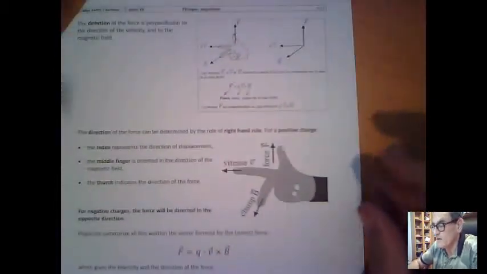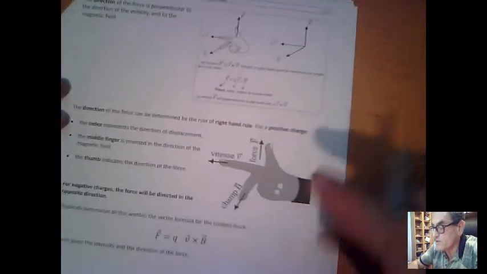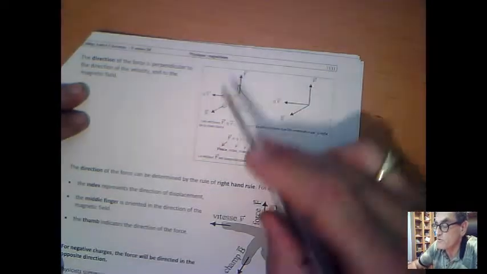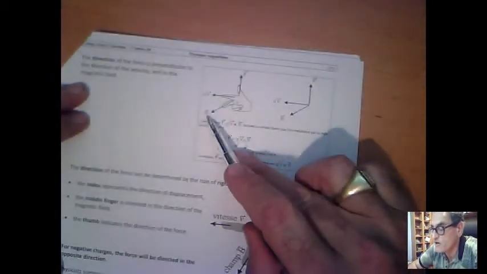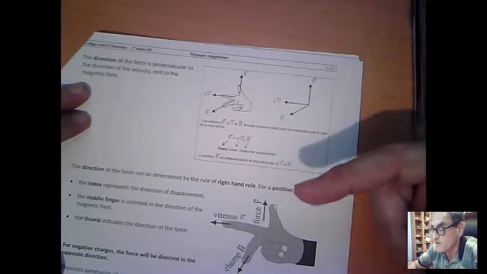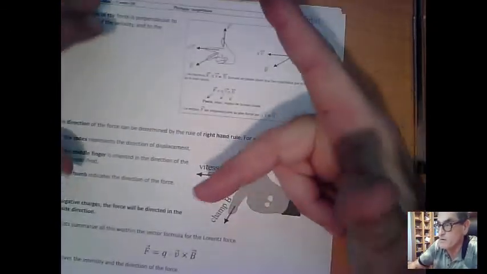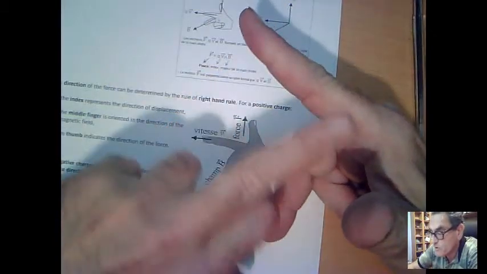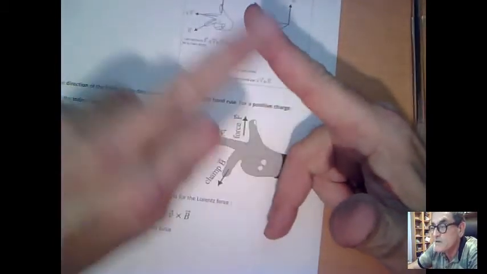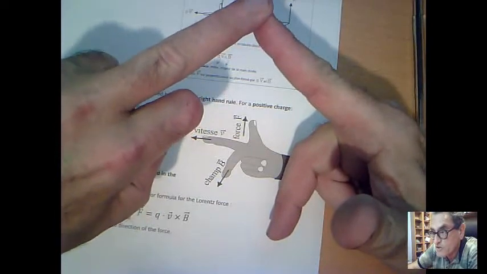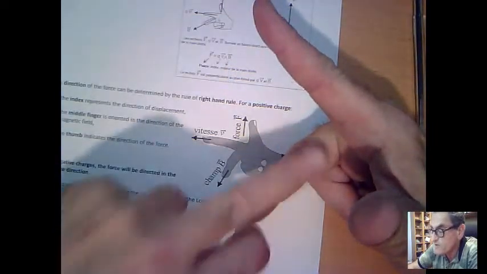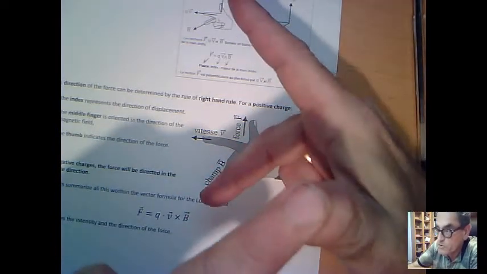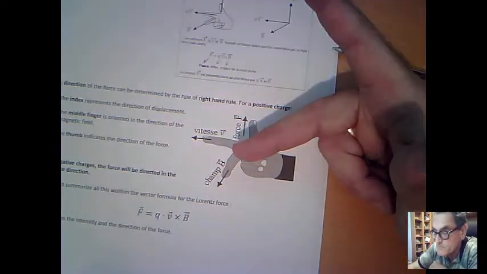Okay, so I talked about the direction. If we want to know the direction of the force based on the direction of the velocity of the charge and that of the magnetic field, now we use the right-hand rule again, okay? But now the index finger will no longer show the current, the index finger will show the velocity at which the charges move. This finger will show the magnetic field as before, and the thumb will show the force as before. Okay?